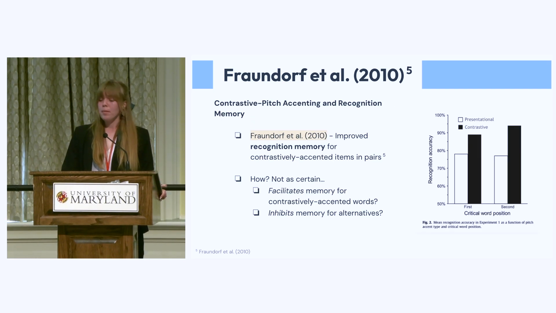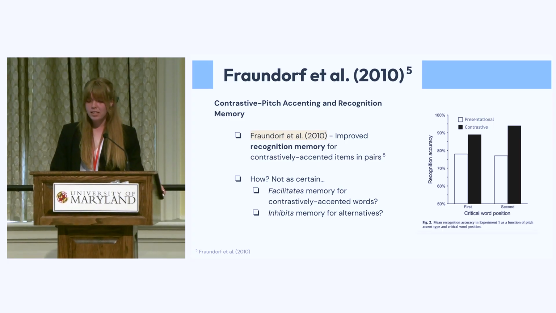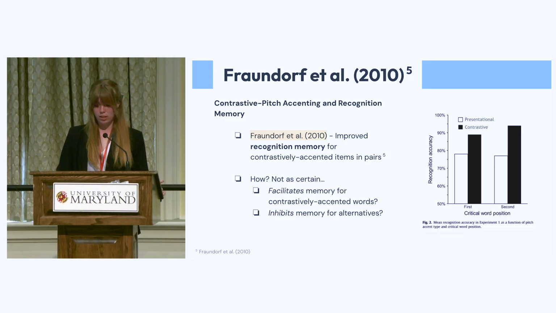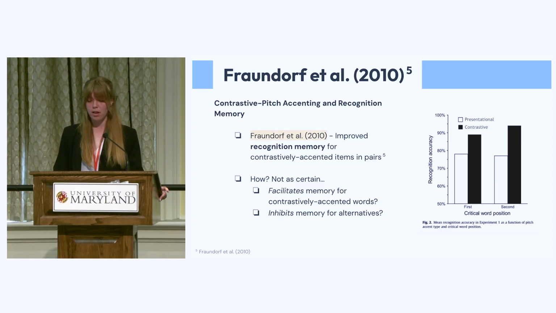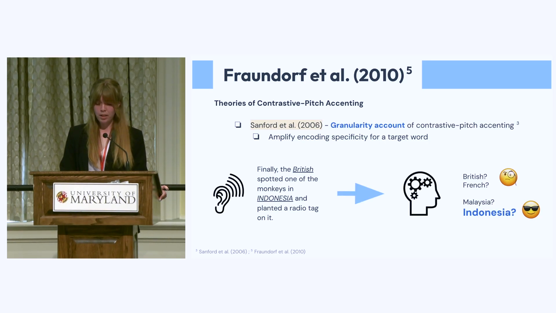And then results from experiment 1 of Fraundorf et al. 2010 suggested that participants experienced better recognition memory for contrastively accented items in pairs. So Fraundorf et al. thus suggested that contrastive pitch accents must either help people to remember a contrastively accented word or perhaps inhibit their memory for the other word in a contrastive pair.